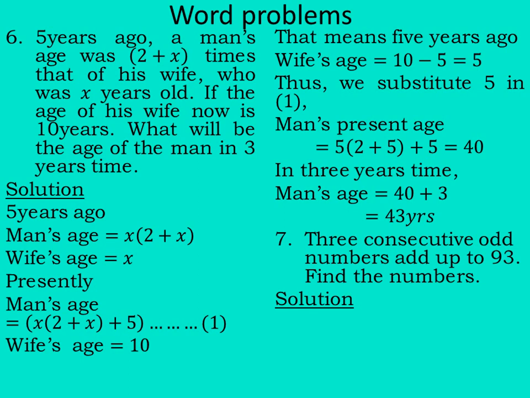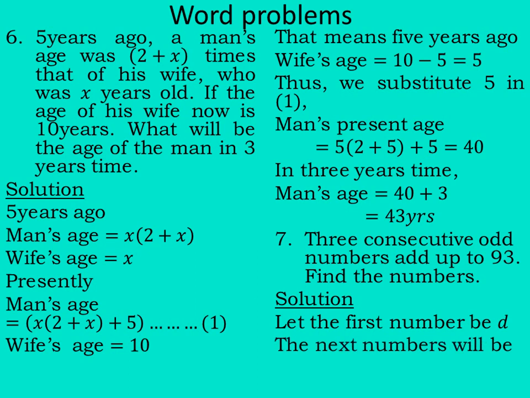So if we represent our first number by d, that is, let the first number be d because we don't know the numbers, then the next numbers will be d plus 2 and d plus 4. So we keep on adding 2 because the difference between any 2 consecutive odd numbers is 2. So that's why we are adding 2.